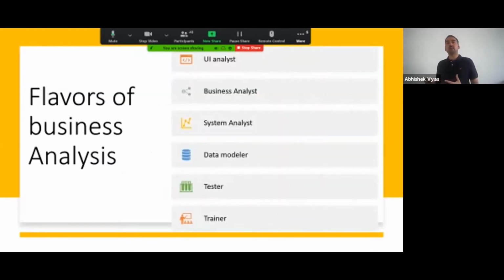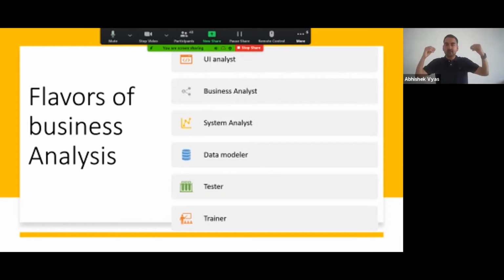The first one could be a UI analyst, which deals with the wireframes, which deals with the user interface of the application. A typical example is a business analyst for a web application.